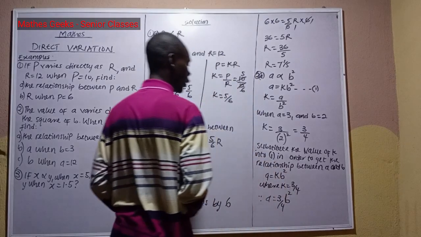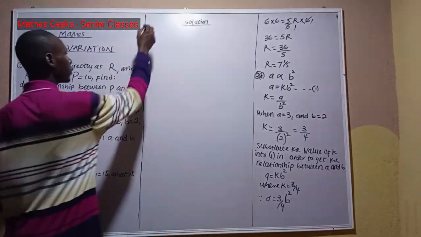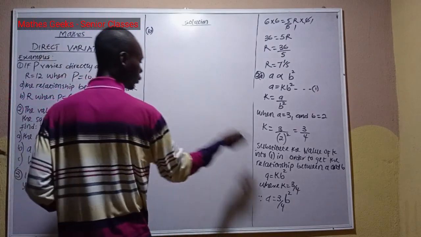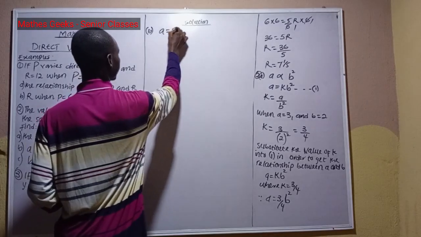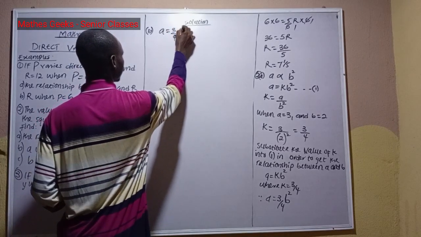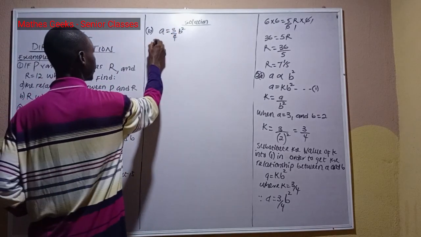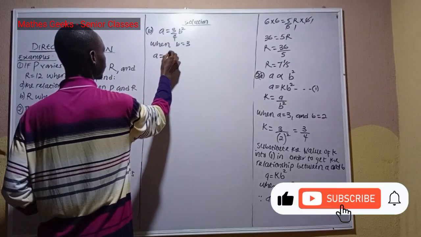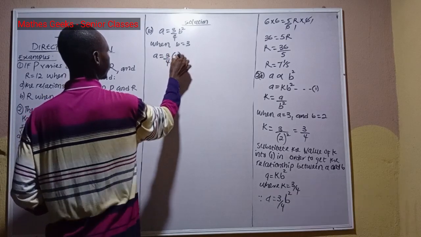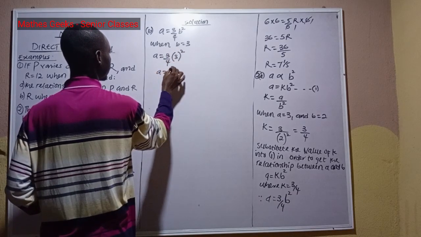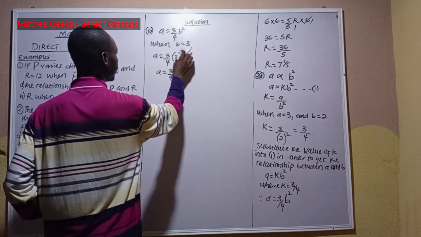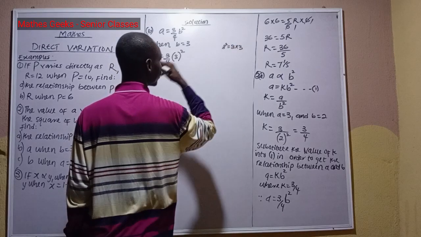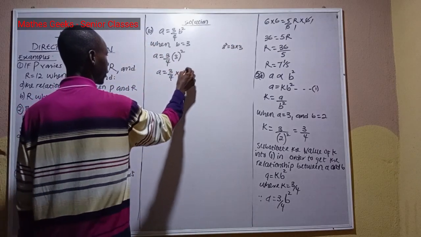So this is the relationship between A and B. Part B says find A when B is 3. So when we write our formula, A equals 3 over 4 B squared. Now we're looking for the value of A when B is 3. When B is equal to 3, A is equal to 3 over 4 times 3 squared. 3 squared means 3 times 3. That will give us 9.